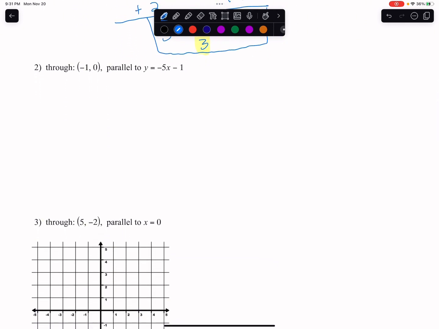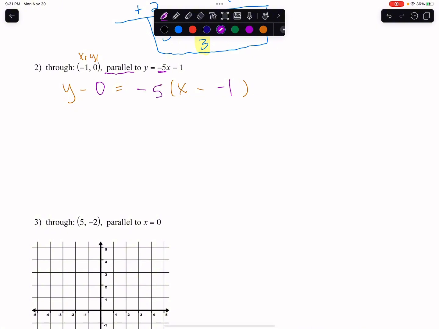Has to go through this point, but has to be parallel to y equals negative 5x minus 1. So again, I got to start with point slope. It has to go through... So this is my x1, y1. So my x1 over here is negative 1. My y1 is 0. And because it's parallel, that means this slope is still the same.